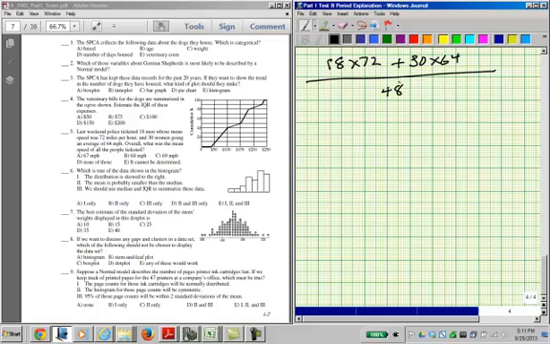Which is true of the histogram? Distribution is skewed to the right? No, that's false. It's skewed to the left. It's skewed to the lower numbers. It's skewed in the direction of the tail. The mean is smaller? True. We should use a median and IQR to summarize this data? True. So the right answer here is 2 and 3, D.